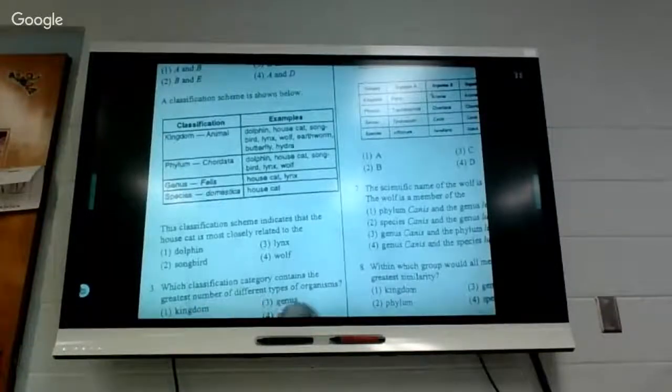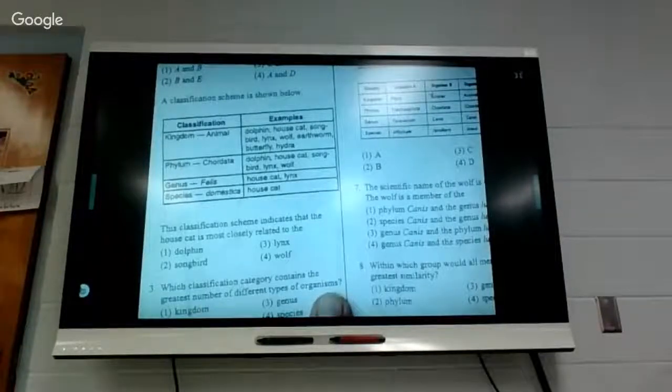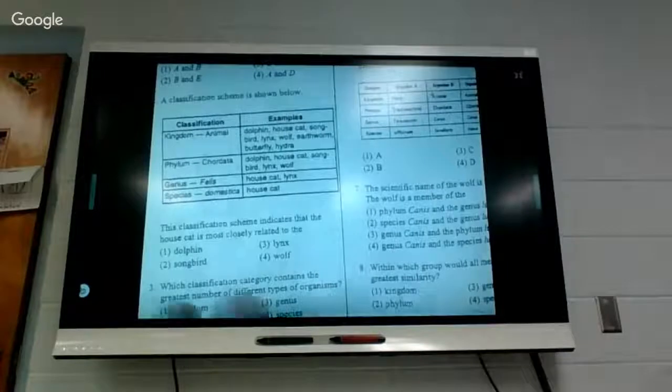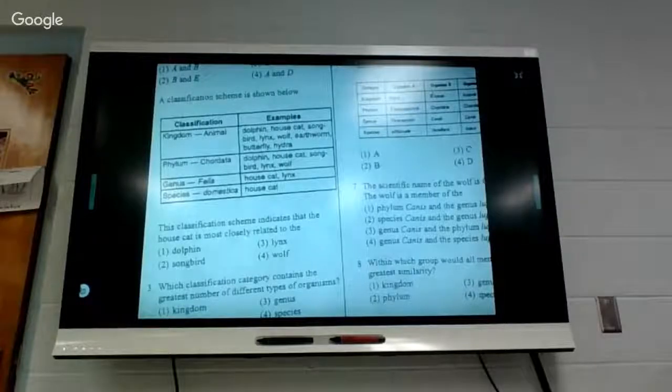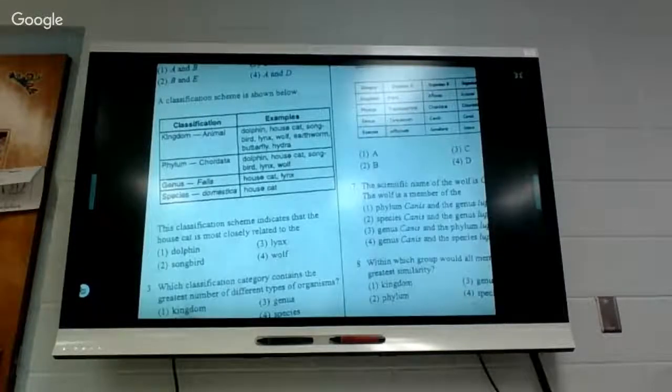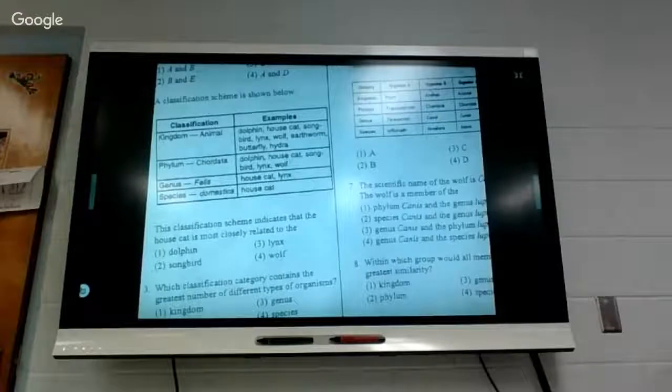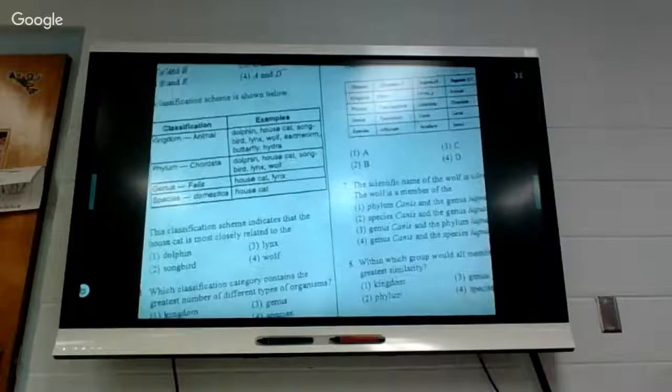Who has the greatest number of different types of organisms? Who would have the biggest box? Of these listed, kingdom. Okay. So what if they don't list kingdom? And they listed family, and they put family here instead. What would you say is the next biggest? So put family in here. Phylum. Yeah. That's why you have to know the order.